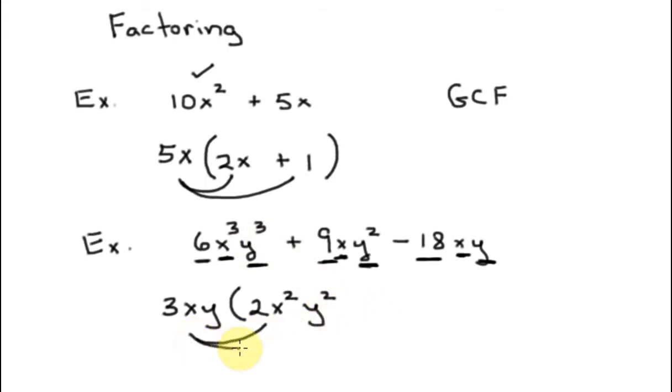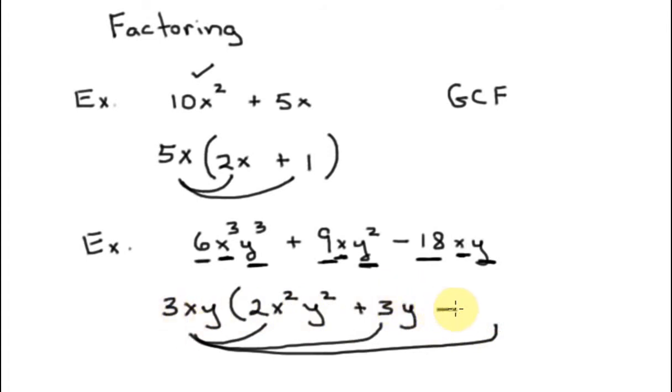So now I move on to the next one. I'm trying to make positive 9, and I have a 3. So I'm going to times that by 3. And I already have one of the x's, and there is only one x. But I only have one y, so I'm going to have to put in a y here. All right, and we're on to the last one. 3 times negative 6 would give me negative 18. Then I have the x, and I have the y. So I have everything I need, and that is factored.